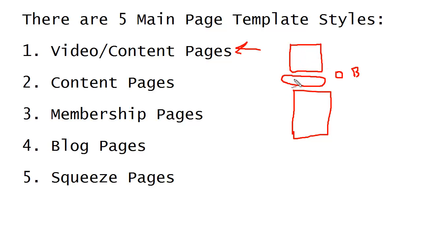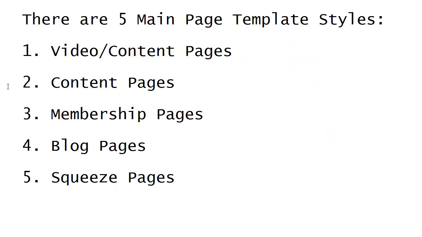Below this, there's an opt-in form or an order button right here. And then below this, there is a content area. Both of these areas right here can be delayed. So I can have the opt-in form or order button delayed by a number of seconds, as well as the content area below this. That's the first type of page template. And there's like 8 different styles of these video content pages.